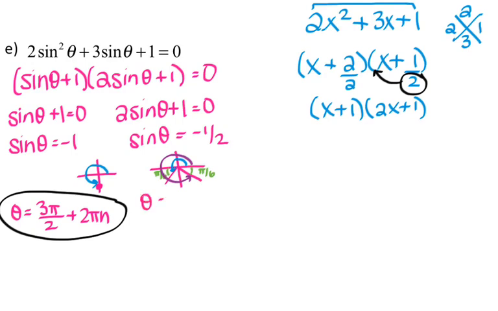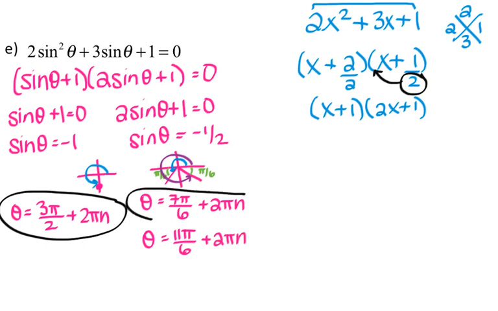So for the blue, that's pi over 6 past pi, which is 7 pi over 6 plus 2 pi n. And for the purple, that's pi over 6 less than 2 pi, which is 11 pi over 6 plus 2 pi n. So all three of these expressions that I've circled in black give you all of the solutions for your trig equation.